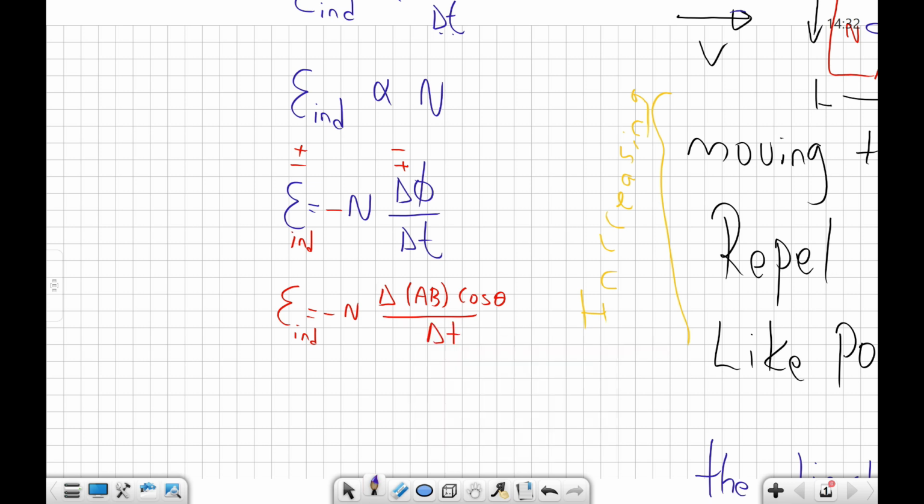Now, the unit of induced EMF is volt. N doesn't have any unit. The unit of area is meter square and B is Tesla. So again, I have Tesla times meter square divided by second. You can say that volt is also equal to Weber divided by second. You can rearrange it and play with the units. So Weber will be equal to volt times second.